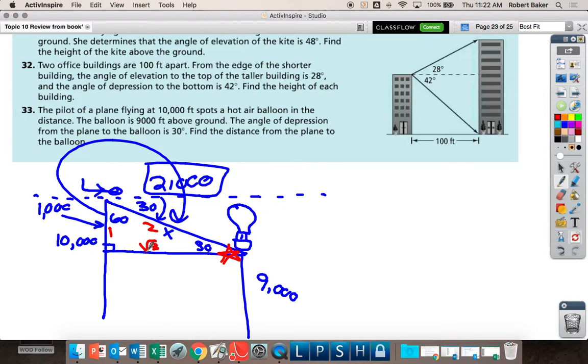It's a good one, right? Did anybody use 30 right here on accident? Yeah, they're small mistakes.